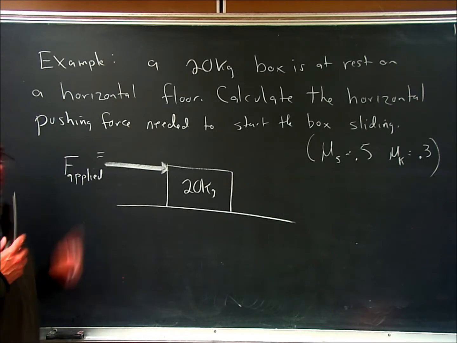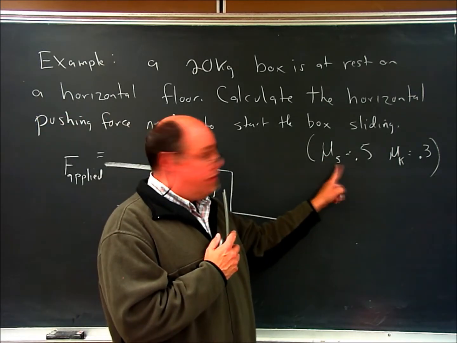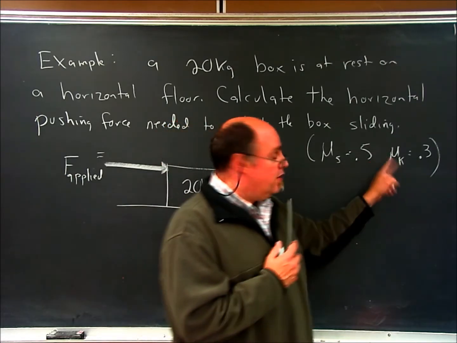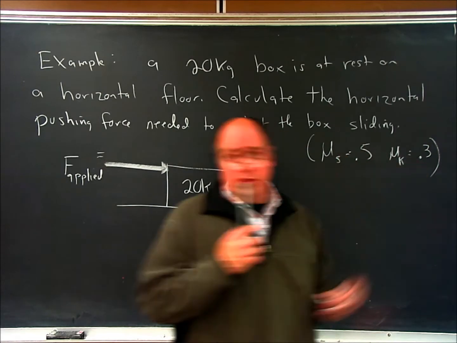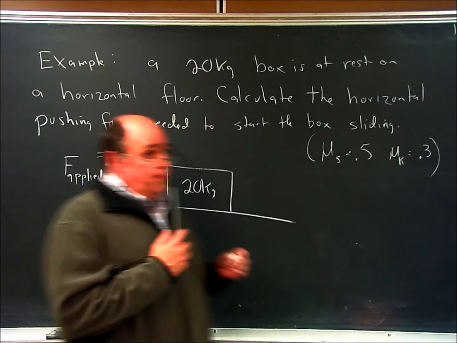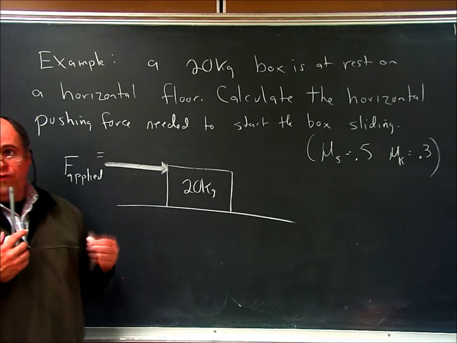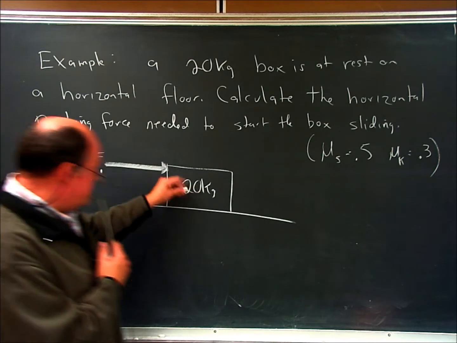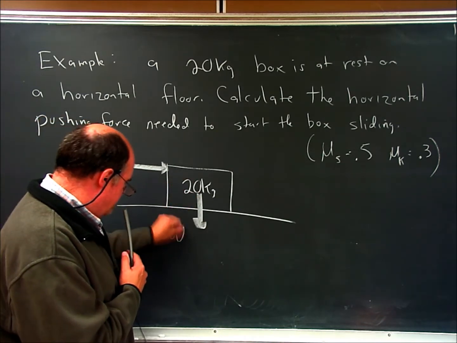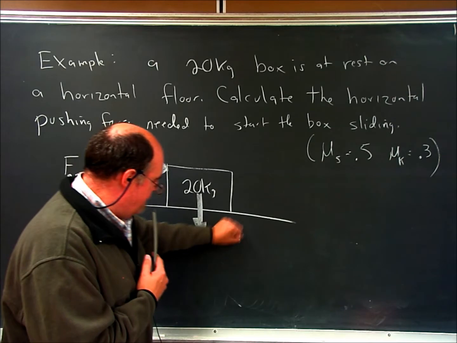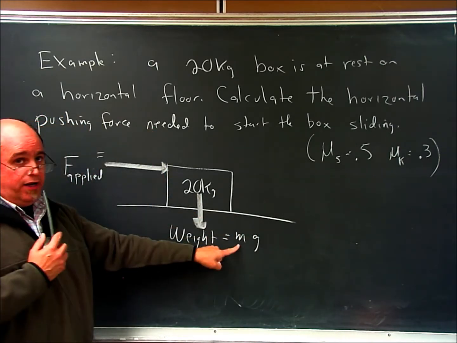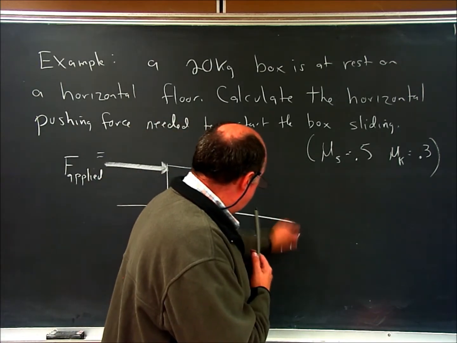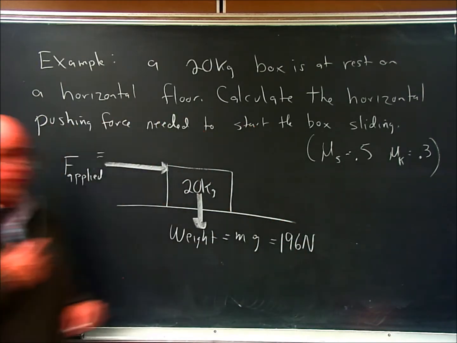And I was told two things. I was told the mu sub s, the coefficient of static friction, is 0.5, no units. And the mu sub k, the coefficient of kinetic friction, is 0.3, no units. So, do the free body diagram. Draw every force that you can think of that's acting on this body. And the one I usually do first is the weight. So going from the center of the mass straight down, I would say weight. It's mass times gravity. So if I take mass of 20 times 9.8 for gravity, I will get that the weight is 196 newtons.